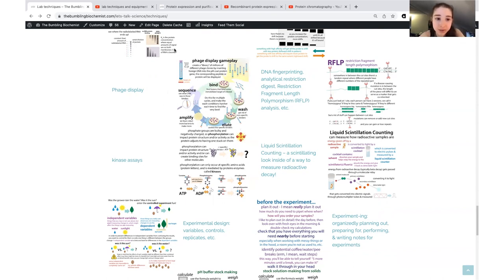Then you can isolate out the phage of the ones that bound and see what the gene was, and then you can make lots of copies of that and study it and do cool things with it. So more on that in the phage display post. This actually won a Nobel Prize a little while back.